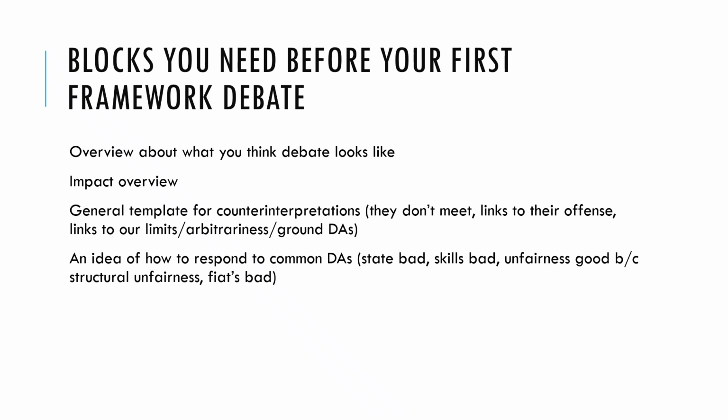So they don't meet their interpretation, they link to their offense, it links to limits, like the idea that there are too many AFs, links to arbitrariness, that it's a self-serving interpretation that was chosen in the 2AC, or that links to ground. All of these things are possible things to include in your template. And then you'll also want an idea of how to respond to common DAs. So what's your take on state bad? What's your take on skills bad? Or unfairness is good because of structural unfairness in this glow? Or that fiat's bad? Those types of arguments.